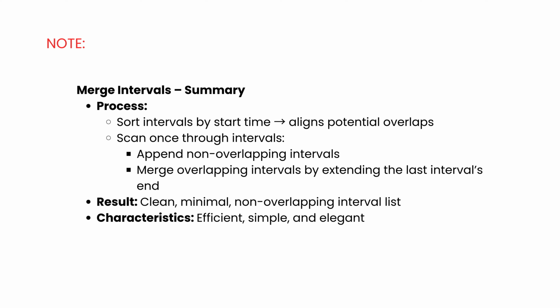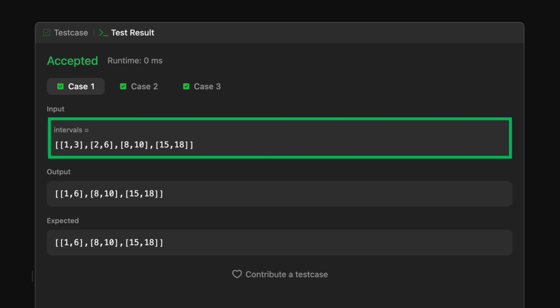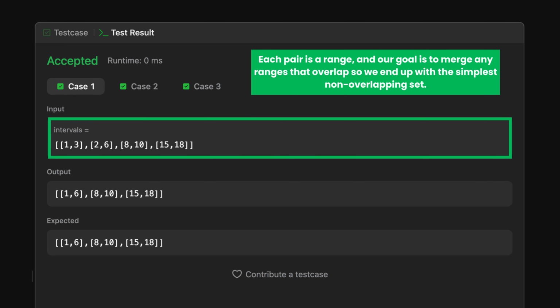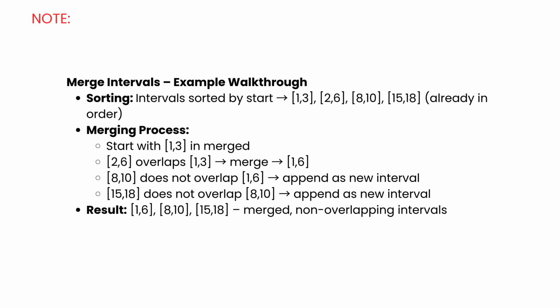Efficient, simple, and elegant. Let's test our function with this list of intervals: [1, 3], [2, 6], [8, 10], [15, 18]. Each pair is a range, and our goal is to merge any ranges that overlap so we end up with the simplest non-overlapping set. First, the code sorts intervals by their start value. In this case, they're already in order, so the list stays the same. Now we scan through them and build a merged list.